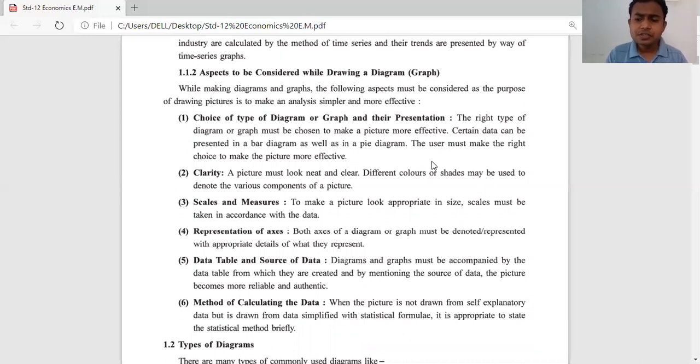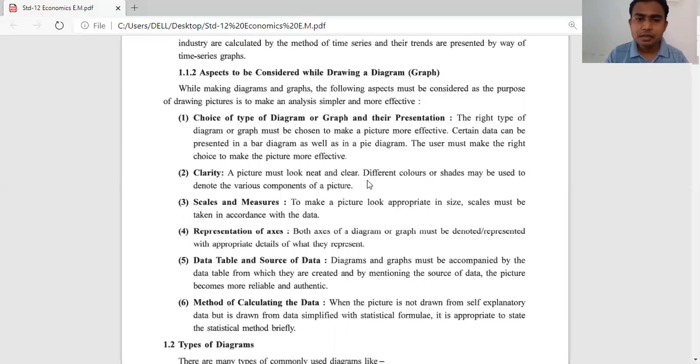So we are the user, we are the presenter. We should first of all decide what type of information we have to present. Based upon the information, we have to select the diagram. Which diagram will suit our data? Which diagram will be helpful to present our data? So the choice of diagram or graph is very important. The second point says clarity.